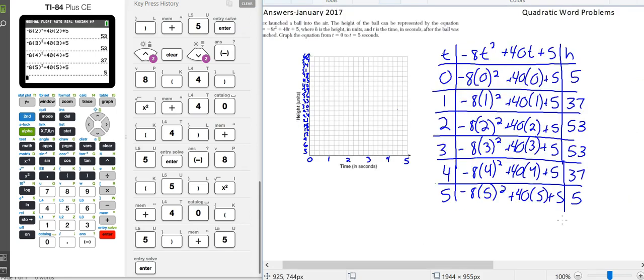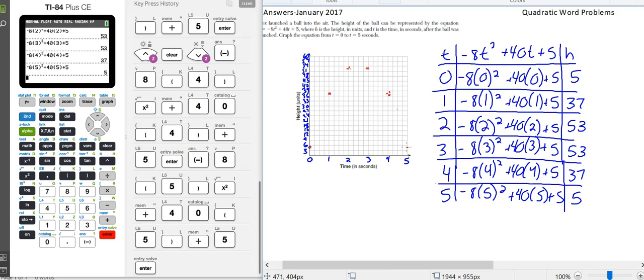At time t is equal to 0 seconds, the height is 5. That's somewhere over here. It's actually graphed in a different color. It's graphed in red. At t is equal to 1 second, the height is 37. It's about over here. At t is equal to 2, the height is 53. Over there. At t is equal to 3, the height is also 53. That means that it reaches its maximum somewhere between the second and the third second. At time t is equal to 4, the height is again 37. Somewhere over there. And at t is equal to 5, the height is 5.